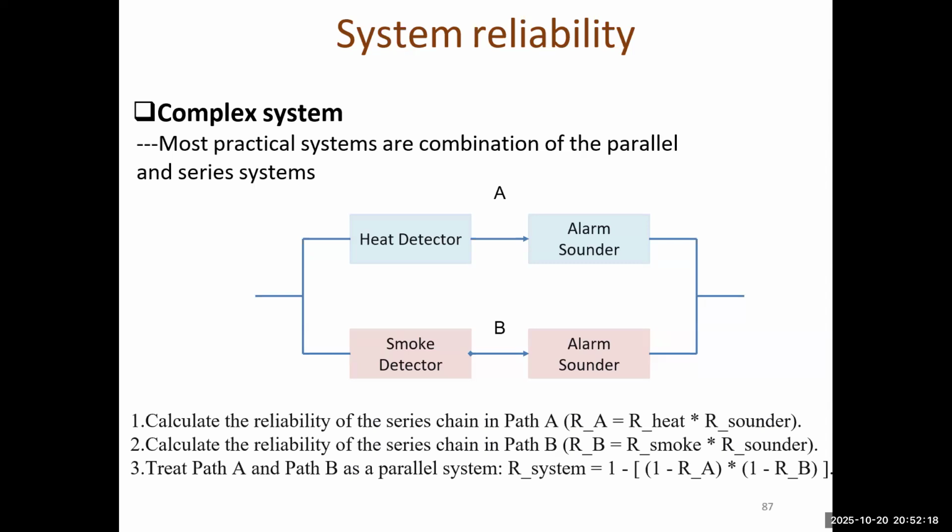No, it's not correct. Because RA means the reliability of path A, and RB means the reliability of path B. But for our parallel system, we need to use 1 minus the product of the unreliability of both path A and path B. So we first calculate the unreliability of path A, that is 1 minus RA, and also the unreliability of path B, that is 1 minus RB. So we can calculate R system, which gives us 1 minus the product of (1 minus RA) multiplied by (1 minus RB). So I think it is a very clear and simple case for your understanding.